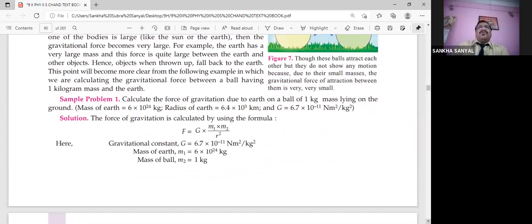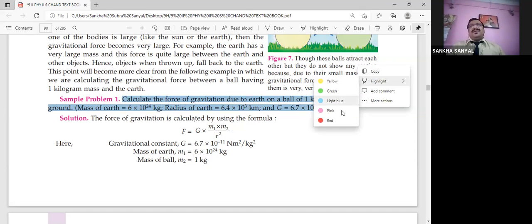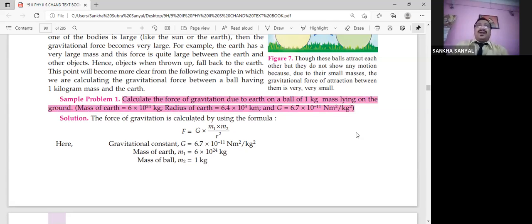Going down with the flow, I'll take up a small question over here to explain this concept more clearly. If you see, there is a question which is given over there, a sample problem. It says calculate the gravitation due to Earth on a ball of 1 kg mass lying on the ground. The information provided is the mass of Earth, 6 into 10 to the power 24 kgs; the radius of the Earth, 6.4 into 10 to the power 3 kilometer; and G, which for the simplicity of calculation we have taken to be 6.7.